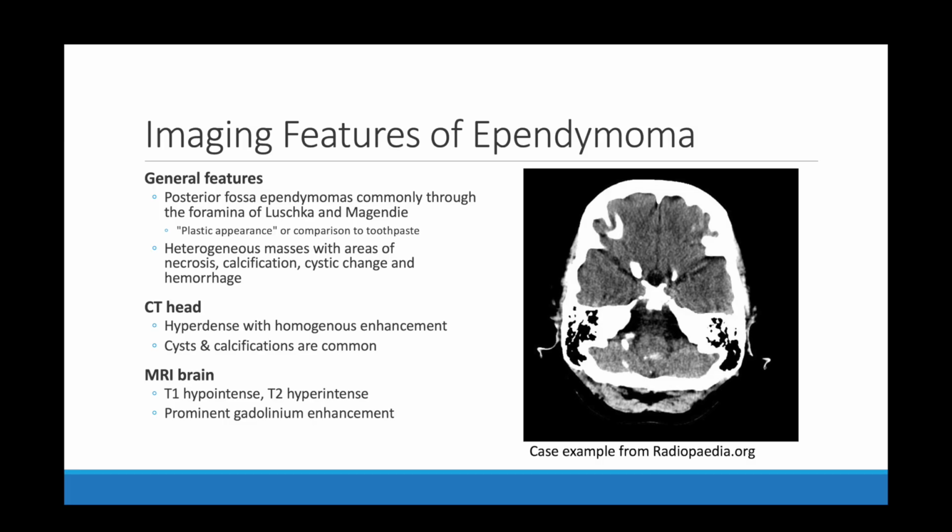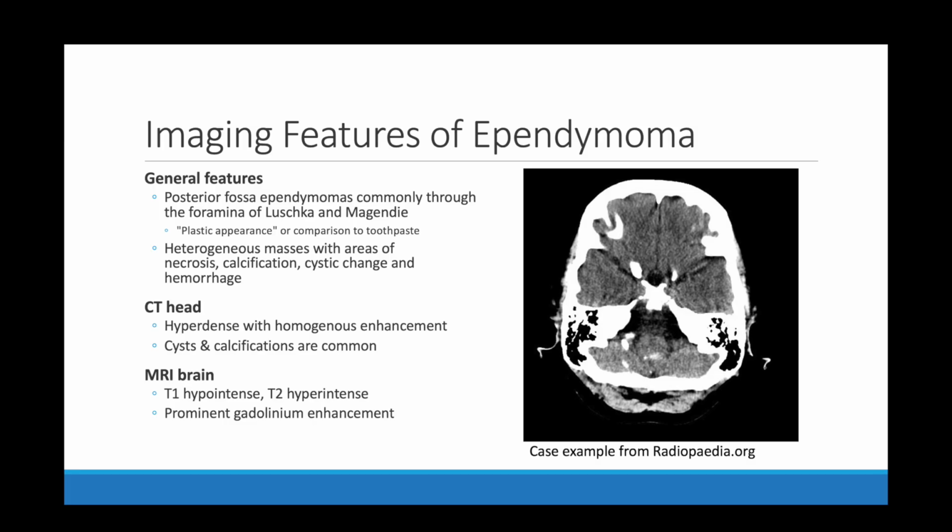Posterior fossa ependymomas, as we said earlier, often spread to the subarachnoid space through the foramen of Luschka and Magendie. They're often described as having this quote-unquote plastic appearance, almost a comparison to toothpaste. They tend to be heterogeneous masses with areas of necrosis, calcification, cystic change, and hemorrhage, so quite heterogeneous appearing.